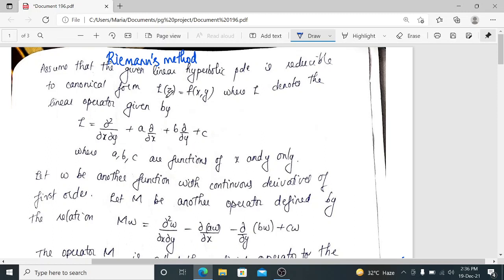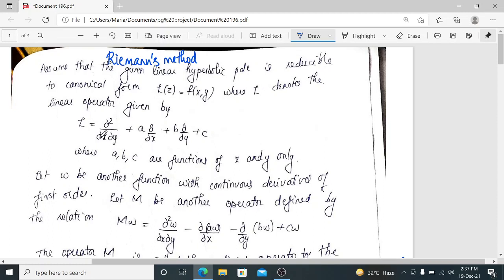Now we need to find the value of z such that it satisfies this equation L of z equal to f of x y. For finding the value of z, first we will define another variable w. So w will have continuous derivatives of first order with respect to x and y. We define a new function w, and we have the operator L.